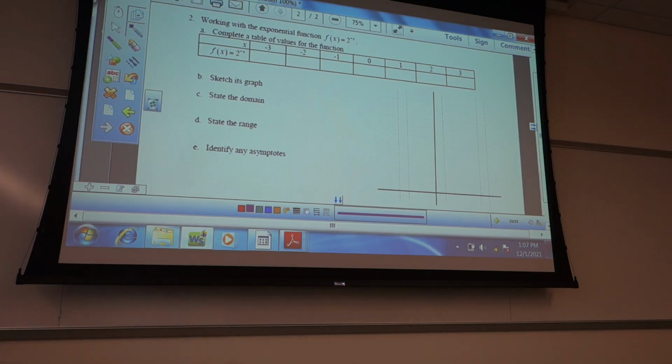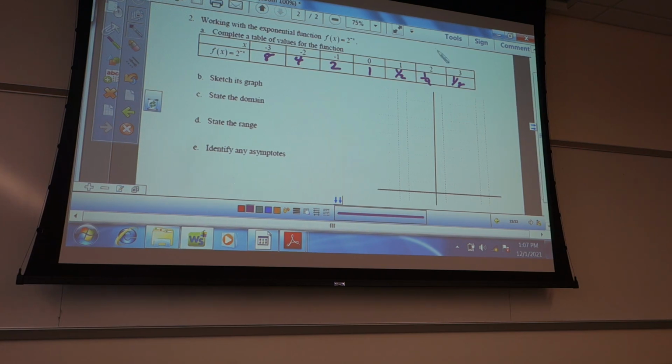So we'll take a look at it. All right, so here you had 8, 4, 2, 1, 1/2, 1/4, 1/8. Same as the top. It's exactly the same as the top.